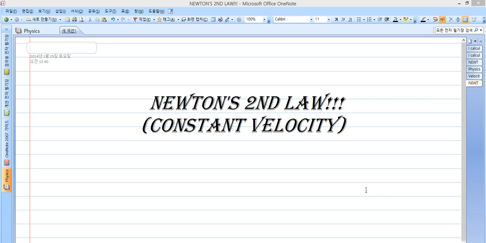Okay, for lab 1, I tested Newton's second law, especially constant velocity and the motion of the mass and how they interact with each other.